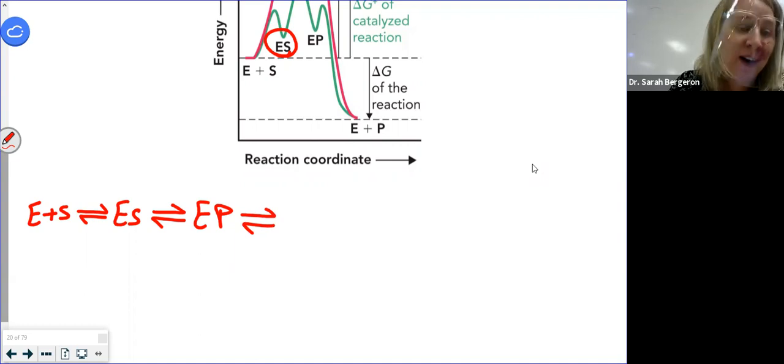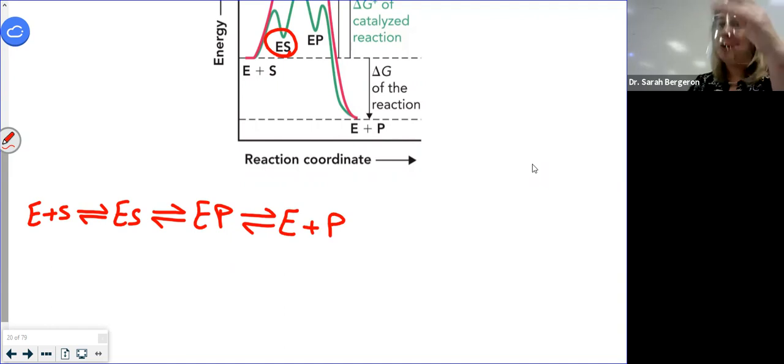We need to separate it into E plus P so that it will kick out the product and be ready to go again. That's the other thing that's really important about enzymes, right? By the time they're done with their process, they're back to their original state and can bind another substrate. So you have to be very careful about that.